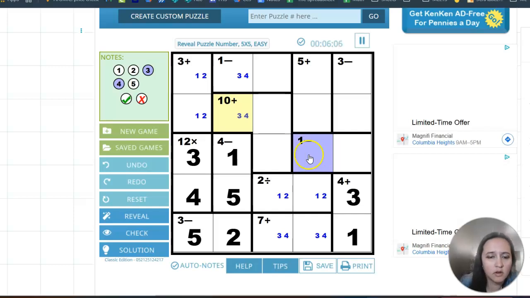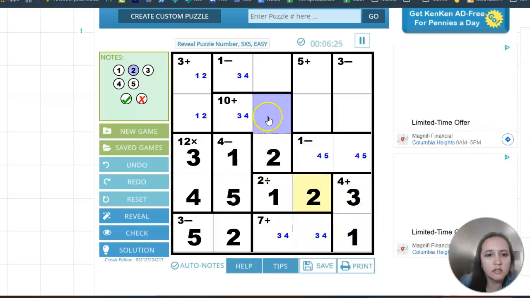4, 3 doesn't work. 3, 2 doesn't work. It's got to be 5 and 4. So I'm going to again mark that 5 and 4. I'm going to mark that 5 and 4, which gives me a 2. Ooh, and now, because I have this little helpful 2 here, he's a 1, he's a 2.